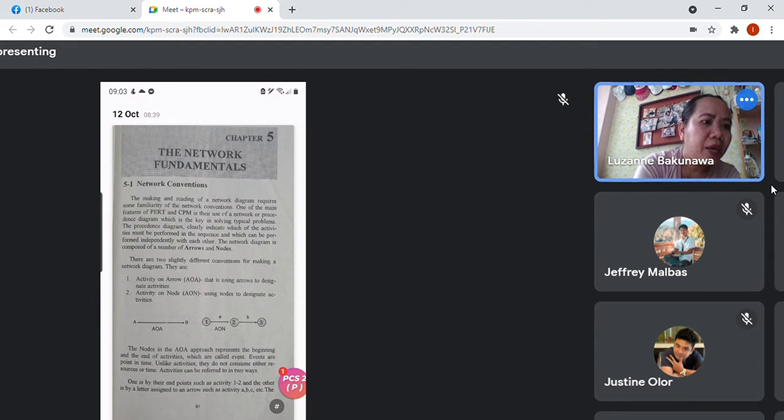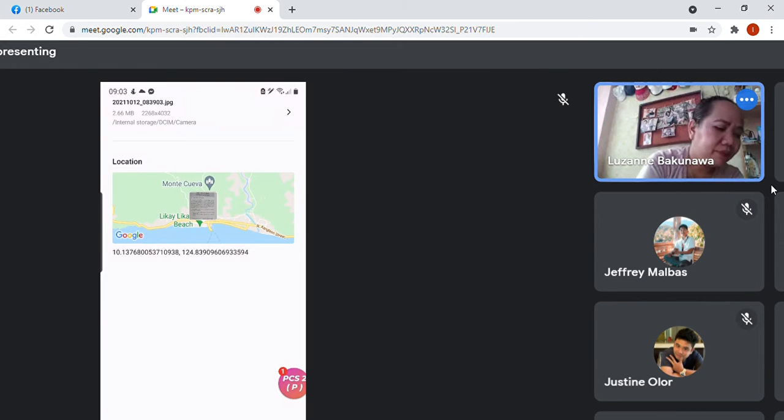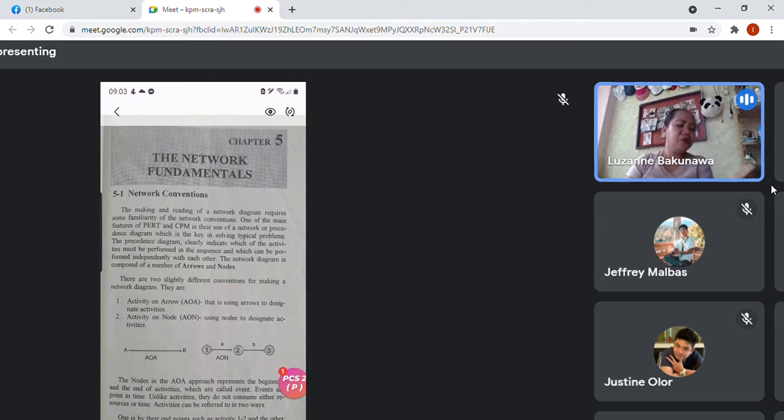from point 1 to point 2, you can put an activity here. Let's say excavation. Then you put activity 1, duration, activity 2, duration, activity 3. This is called activity on arrow, AOA, or AON, activity on nodes. So the nodes in the AOA approach represent the beginning and the end of activities.